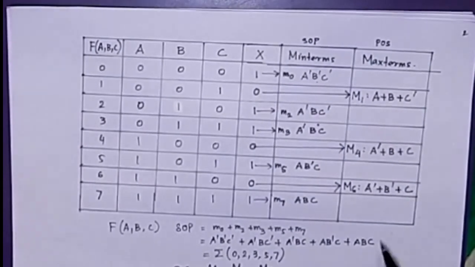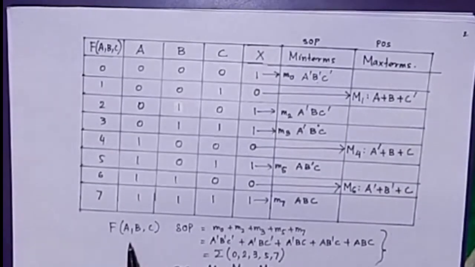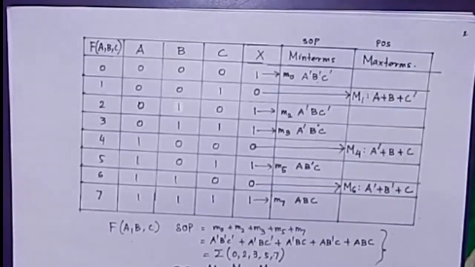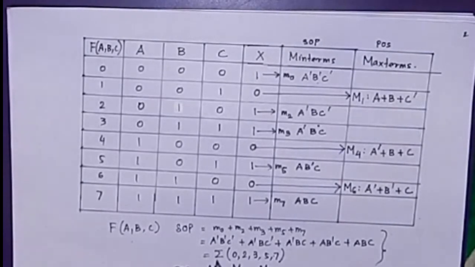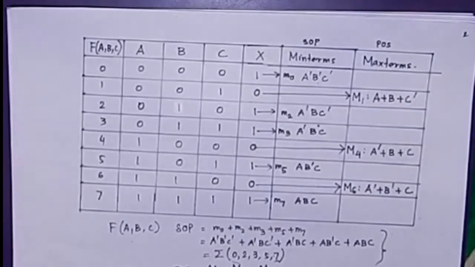So both these expressions are for the same function but in two different forms. Now you must notice here that in the canonical form, if I am given this canonical form and I have been asked to find out the POS of this expression, then simply you need to write the sigma will become pi and you will have to write the missing terms.